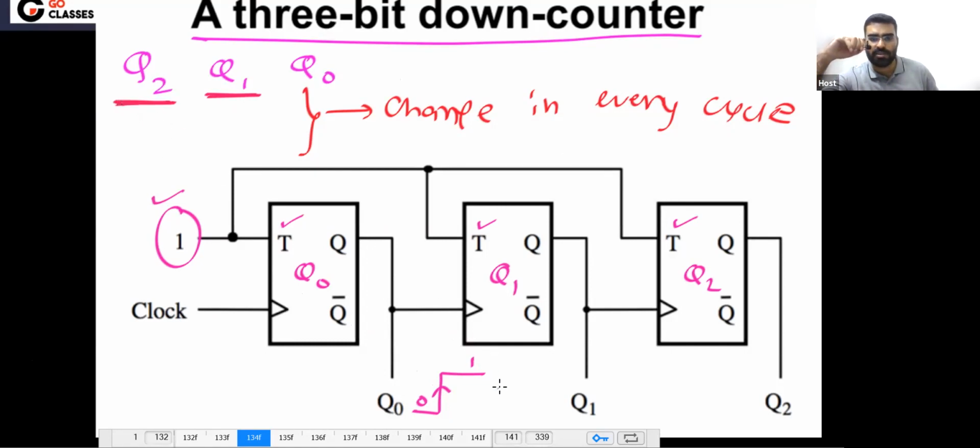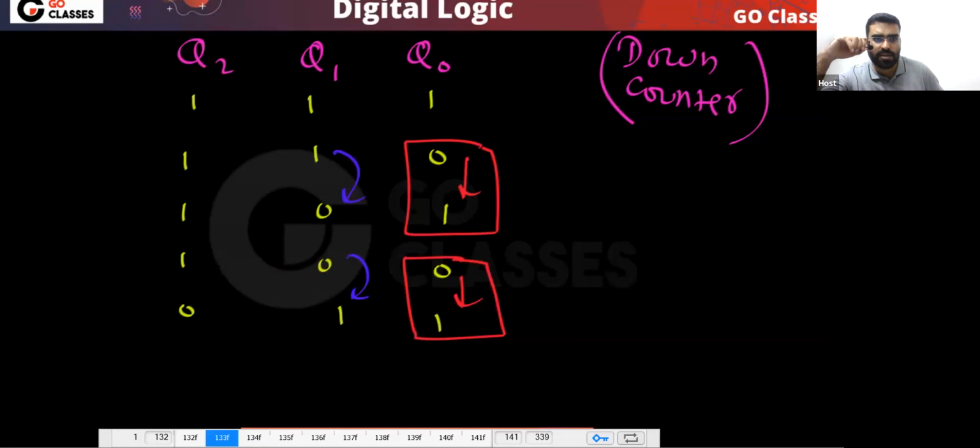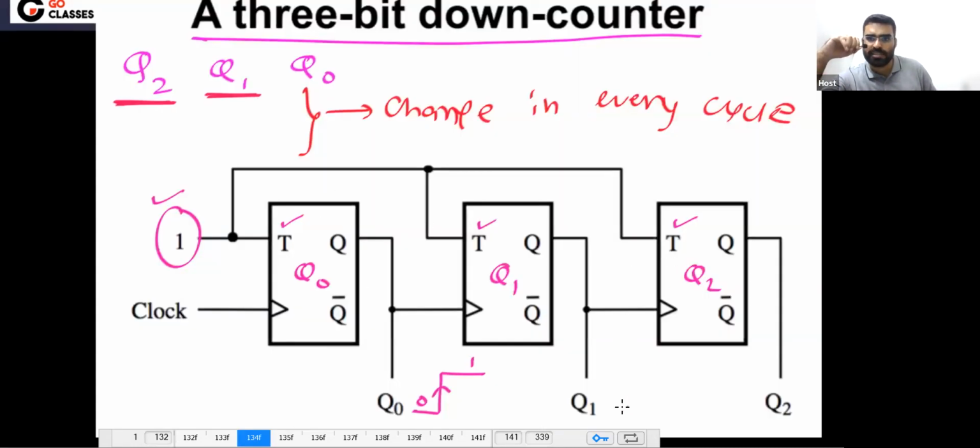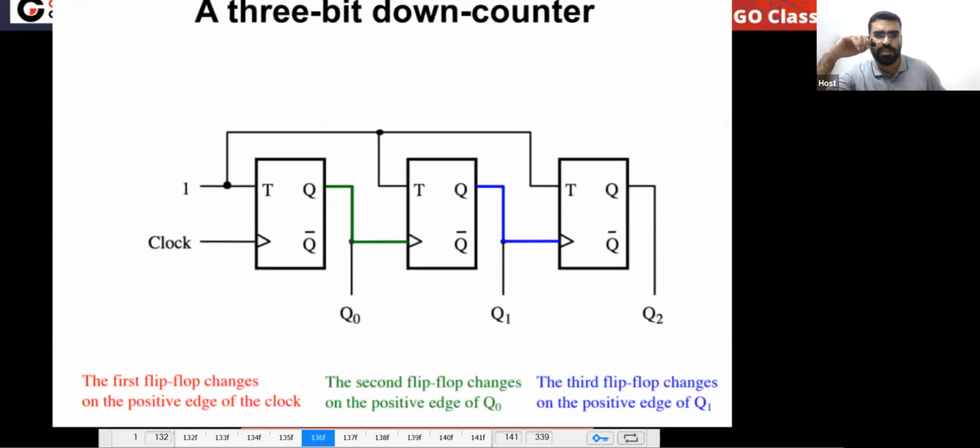And when should Q2 change? Q2 should change when Q1 is going from 0 to 1. When this Q1 is going from 0 to 1, Q2 should change. And you can notice all the flip-flops are positive edge triggered flip-flops. So this will happen. So this is your binary down counter, yes or no? Very simple.